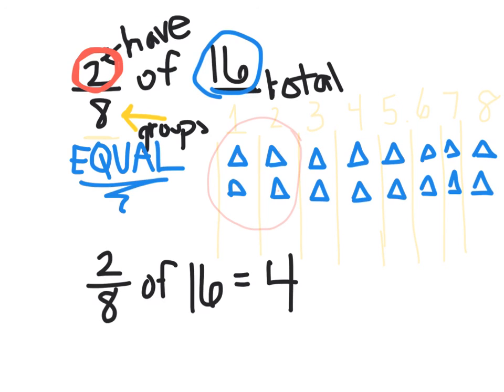Let's just think about this though. If I'm saying 2/8 of 16 is equal to 4, 4 is smaller than 16. Don't forget, that means I'm breaking up 16 into smaller groups.